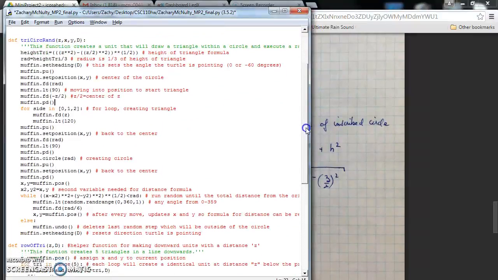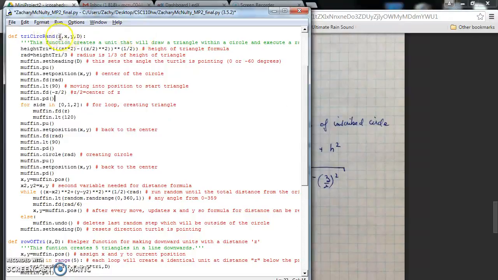And here, before I start, I'll talk about my parameters, which are z, x, y, and d. Z is the length of the side of my triangle, just like you saw in the formula. X and y are my x and y coordinates. And d is my set heading parameter, which you'll see later in here. And so the function creates a unit that will draw a triangle within a circle and execute a random walk within it without going over the radius.